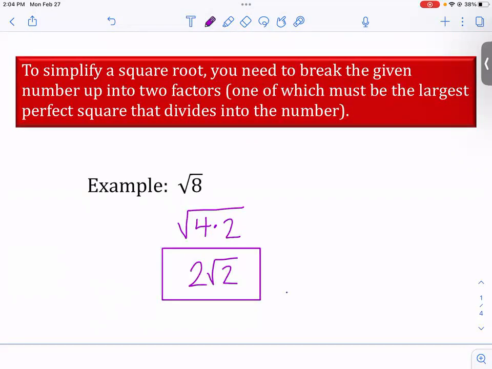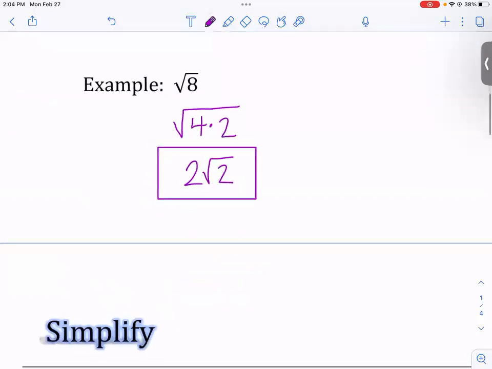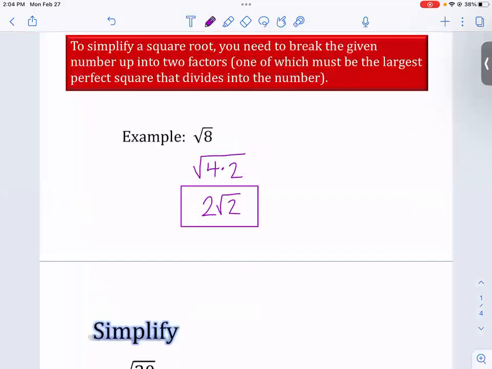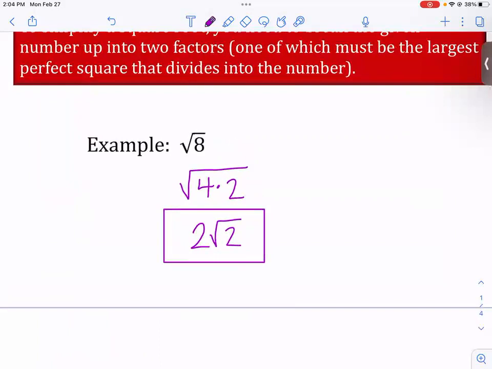Okay, so let me talk through this again. Square root of 8 is, so 8 is the same thing as 4 times 2. Do you agree? Yes. Okay. Well, the square root of 4. I understand that. I just don't understand why.